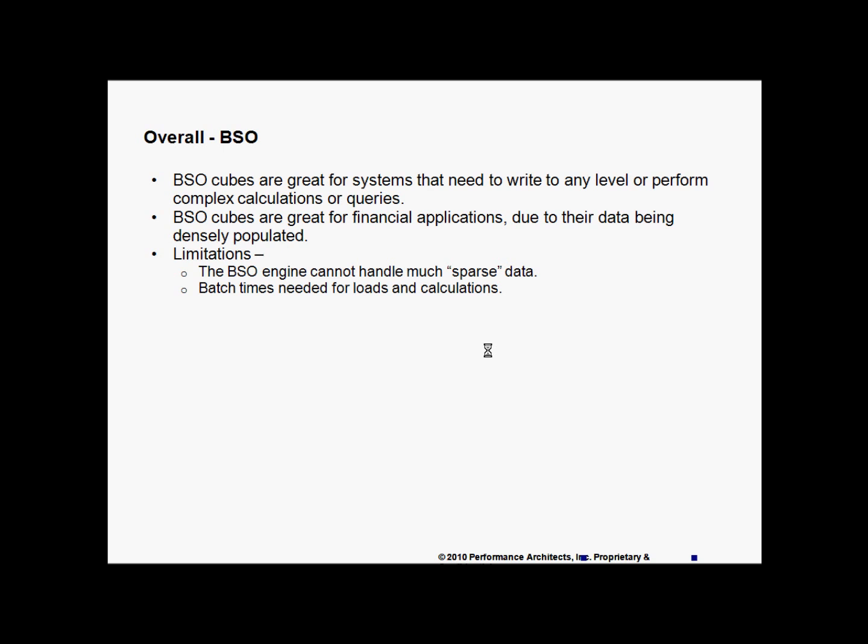Overall, block storage option cubes are great for systems that need to write to any level or perform complex calculations or queries. Block storage option cubes are great for financial applications due to their data being densely populated. The limitations of block storage option: the block storage option engine cannot handle much sparse data, and batch times needed for loads and calculations take a lot longer.